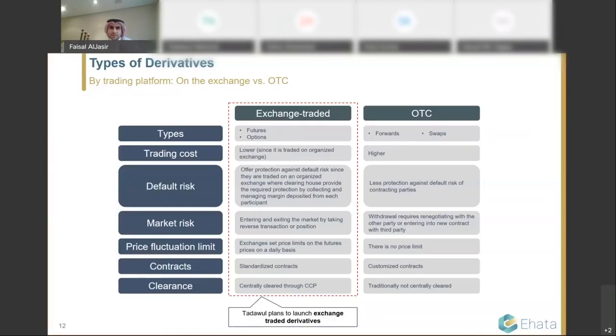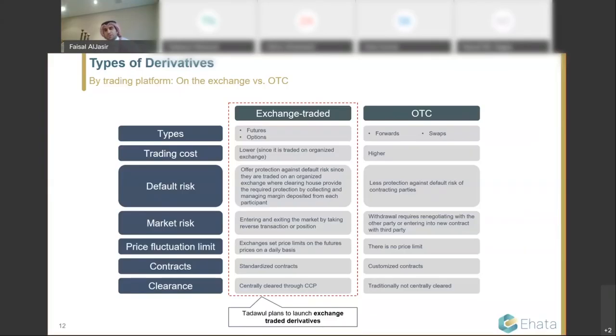Trading costs in exchange traded are lower, and higher in the over-the-counter market. As for default risk, exchange traded does offer important protection because it mitigates and manages that default risk through central clearing, initial margins and managing the positions. So that alone can help a lot, if not eliminate the credit risk, the default risk in this case.